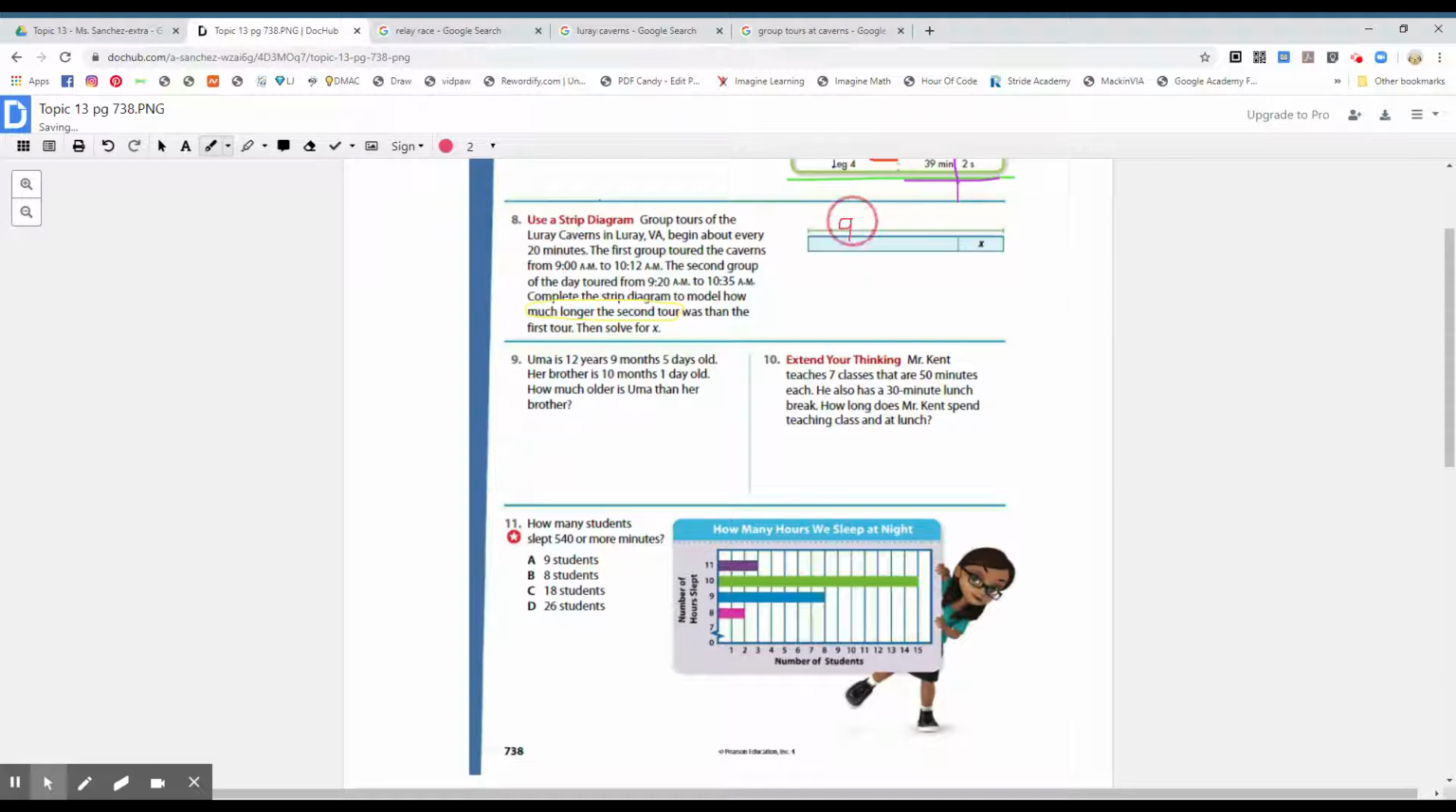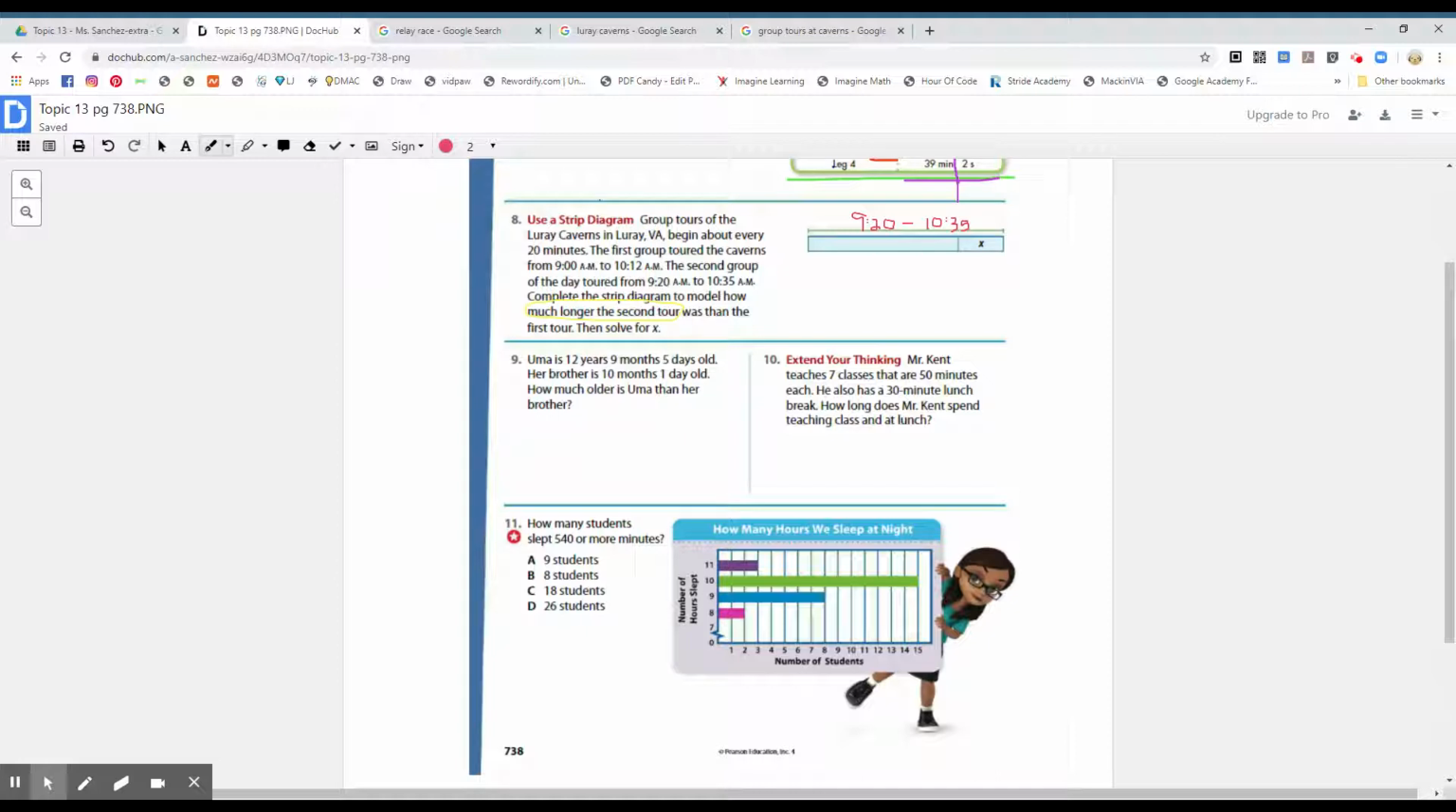It was 9:20 to 10:35. 9:20 to 10:35. Please do not mistake that symbol, boys and girls, for subtraction. It means elapsed time. It means it started at 9:20 all the way to 10:35 from beginning to end.